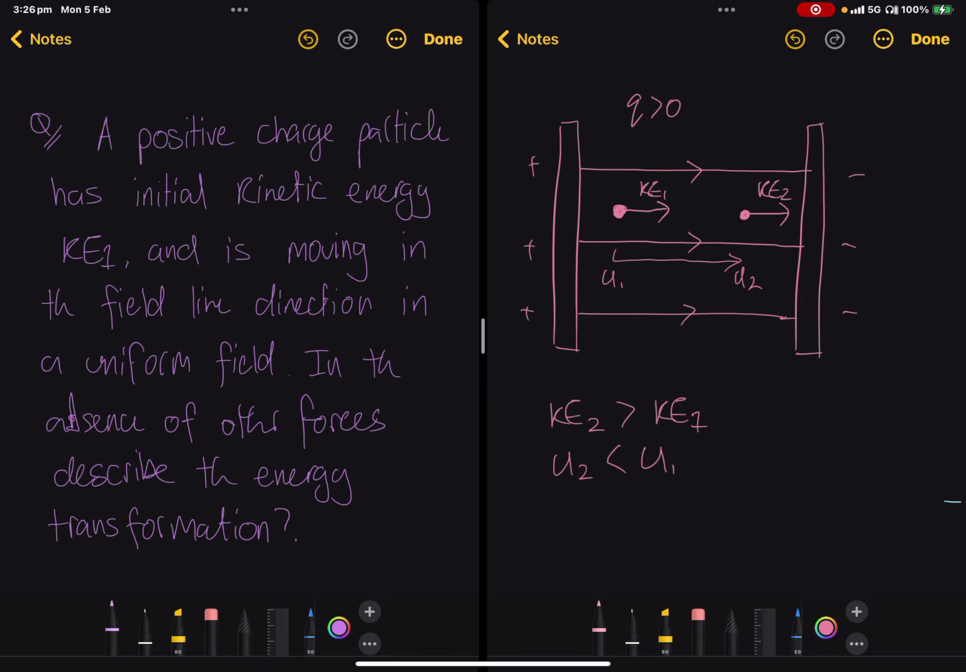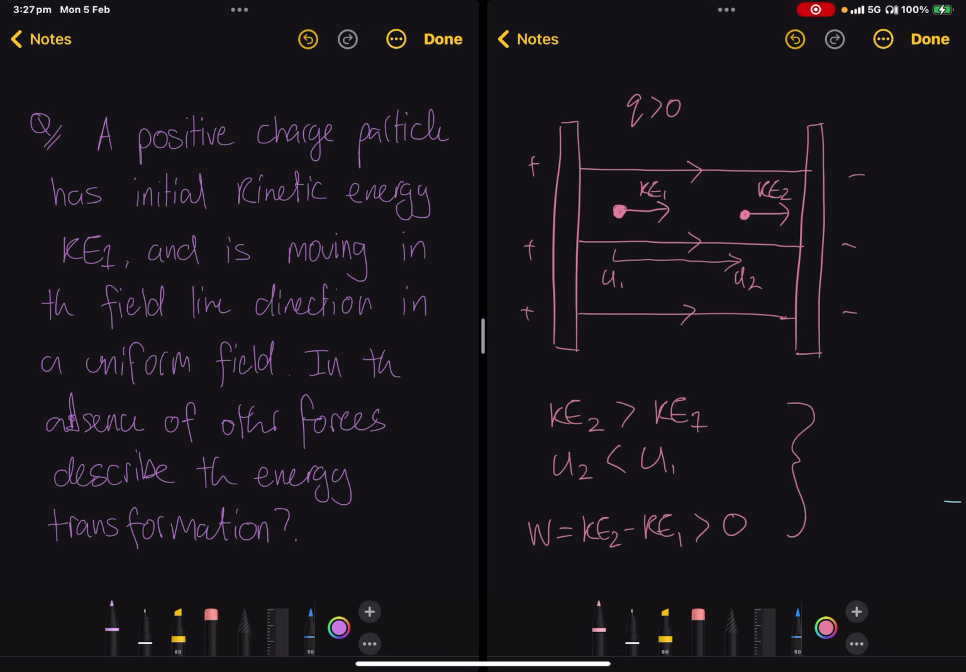We can also think about the work. The work done is going to be the difference in the kinetic energy. If it was starting from rest, it would just be the kinetic energy. Here it's going to be Ke2 minus Ke1, and this is going to be greater than 0. This is the work done by the field on the particle, right? Because the field is accelerating the particle.